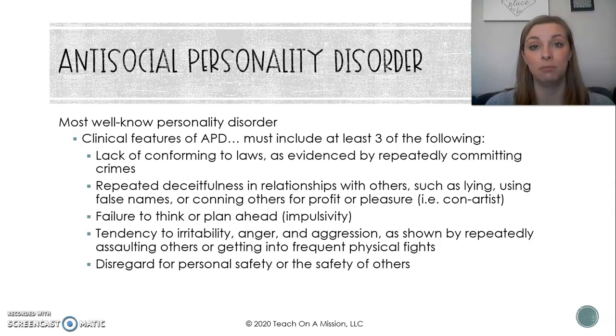Failure to think or plan ahead, meaning they're very impulsive. Tendency toward irritability, anger, aggression. This is shown by repeatedly assaulting others or getting into frequent physical or verbal fights. And then a disregard for their own personal safety or the safety of others. So oftentimes we see this in recurrent criminals, serial killers, et cetera. However, not every serial killer is going to have antisocial personality disorder, and not everyone with antisocial personality disorder is going to be a serial killer, okay?